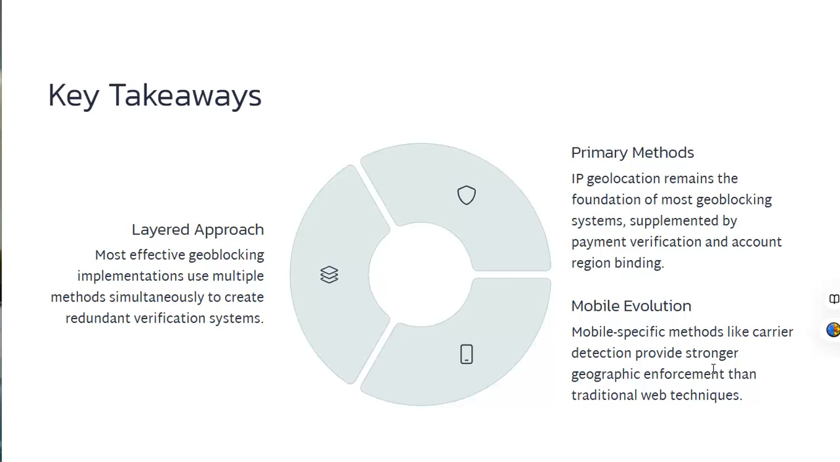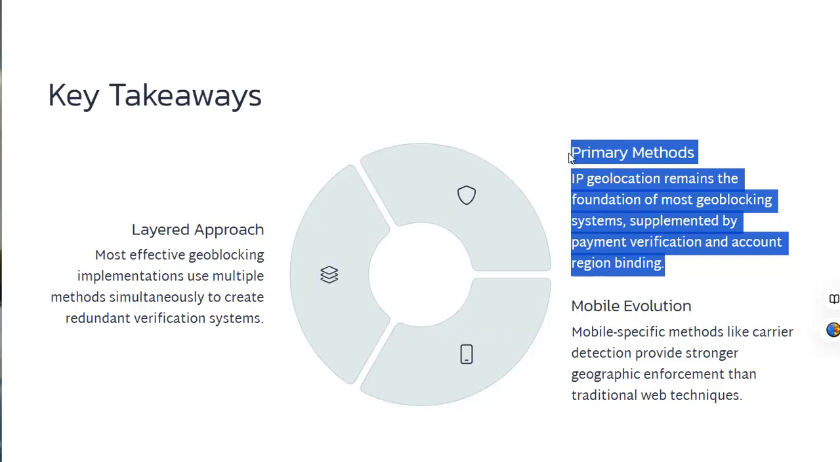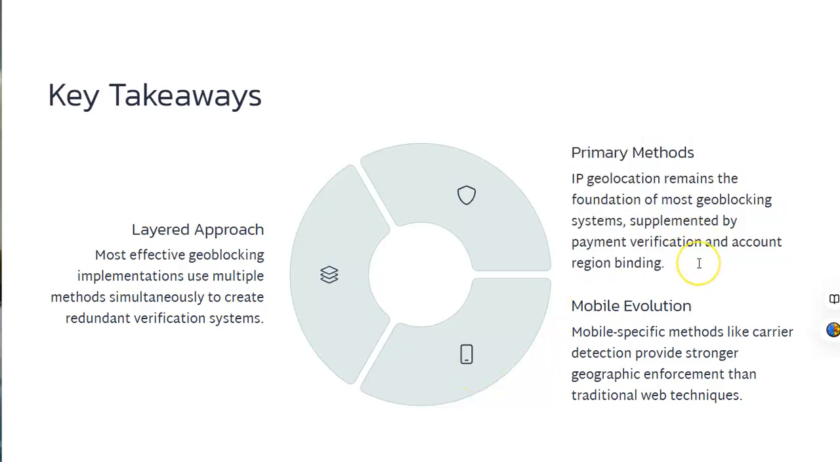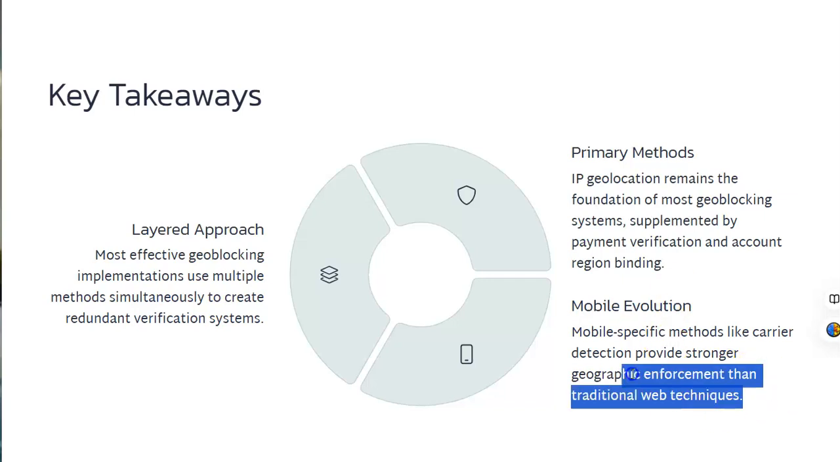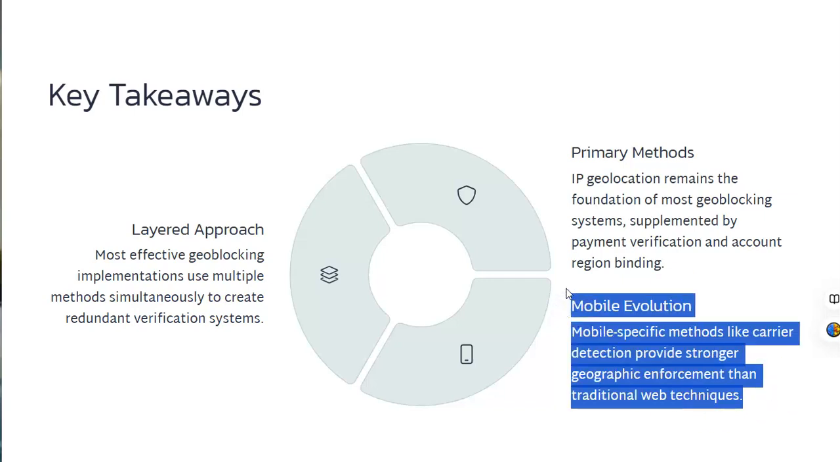Okay, so basically key takeaways. Really, IP geolocation is the big daddy of this. Generally, if you use a VPN and hide your IP address, you can get past most geo blocks without any problem. The second biggest is payment verification and account region, so wherever your account is created. But of course, if you create your account while you're using a VPN, you can bypass that, because if you're in the US and you connect to a UK VPN server and then create your BBC account, it will work perfectly.